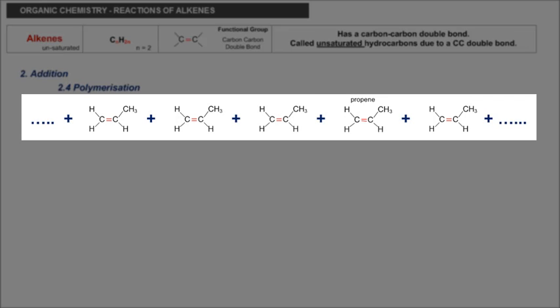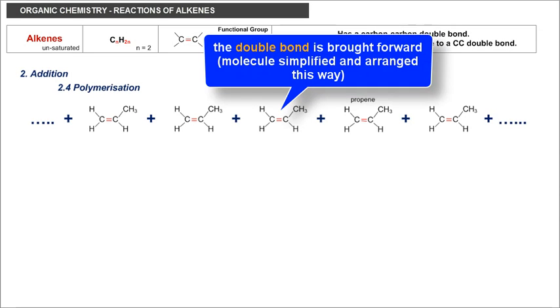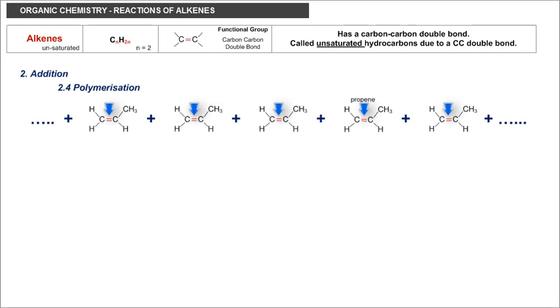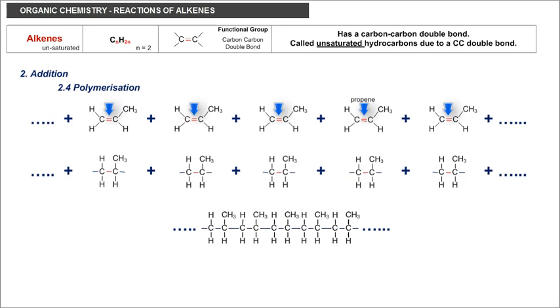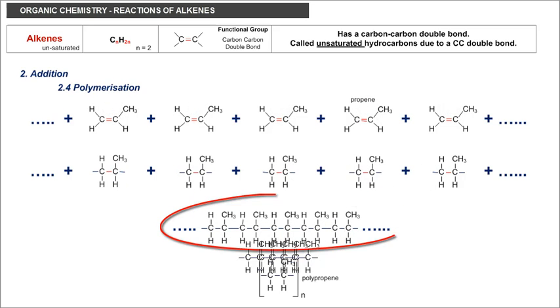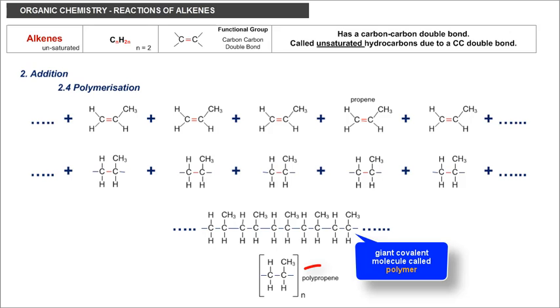Consider 5 of many propene molecules drawn here in such a way that the double bond is clearly visible. One of the double bonds in each of the propene molecules gets broken, and being able to undergo addition reaction, they add each other at the carbon atoms that had lost one of the bonds. In this way, thousands of propene molecules add themselves to form a polymer called polypropene.